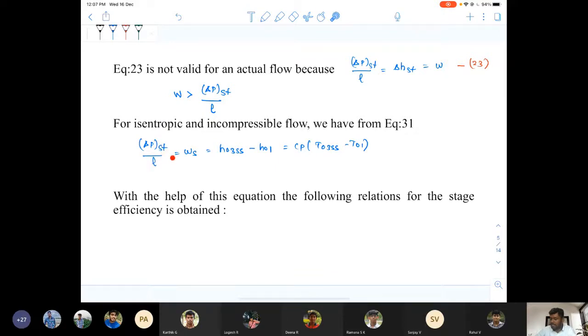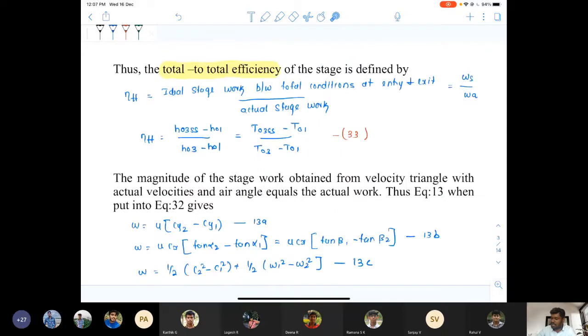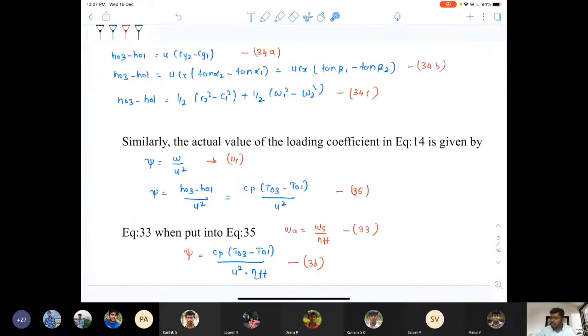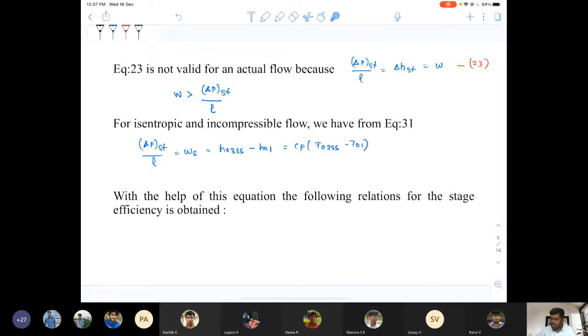Delta P at the stage by rho is equal to Ws, which is the isentropic work, which is equal to H03SS minus H01, which is equation number 31. H03SS minus H01 is equal to Cp times T03SS minus T01. Okay, we are combining these equations and writing this equation. Now consider this as equation number 37.